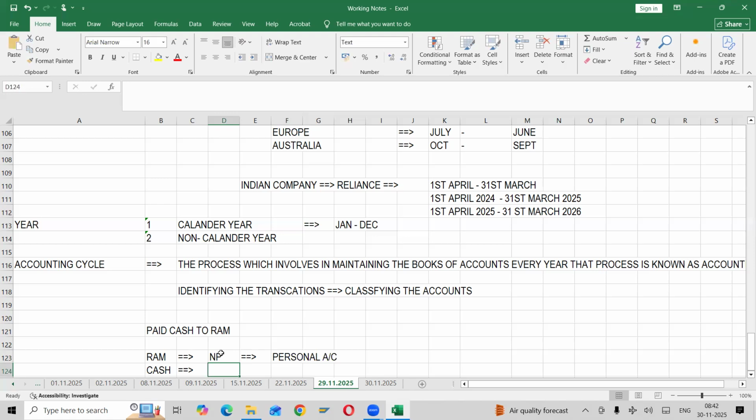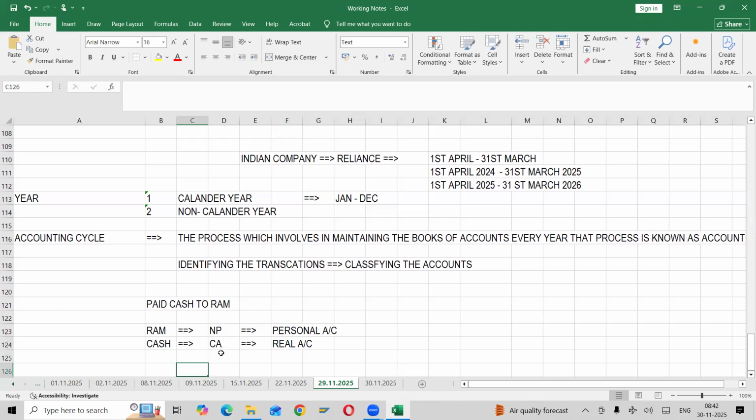Current asset or a fixed asset? Current. You're saying it in confidence or any question? Next one. It's a real account. Correct? Next one. Cash deposited in bank.